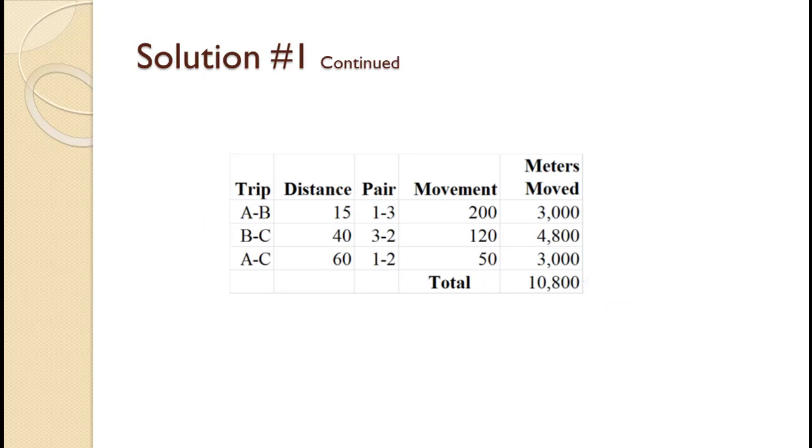10,800 is neither good nor bad, as we have nothing to compare it to. If you tried another arrangement, you would compute the same kind of number. If it were higher, then the new arrangement is not as good. Also, if you had the cost per meter, this number would allow you to compute the cost of movement.